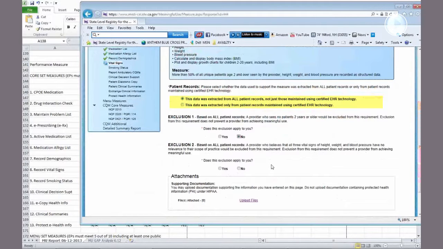Vital signs is the next measure. For vital signs, you need to specify the source of your data. The top button says data is from all patient records, not just certified EHR records. The second button is from patients maintained only in the EHR. This measure has two exclusions. The first exclusion is for providers who do not treat any patients over 2 years old. The second exclusion is if a provider believes that height, weight, and blood pressure have no relevance to their scope of practice.